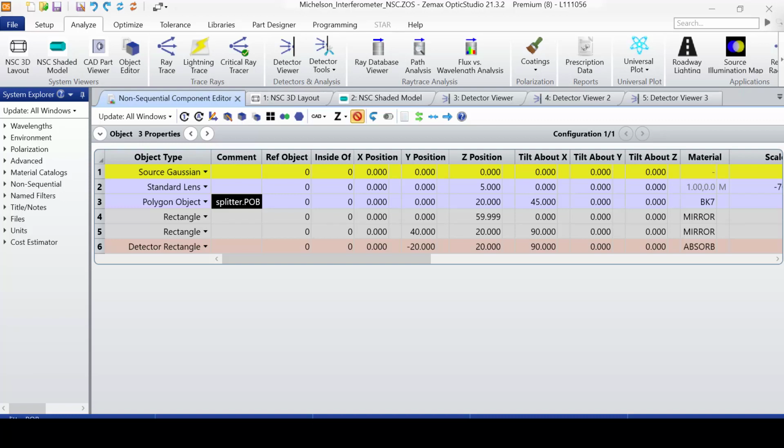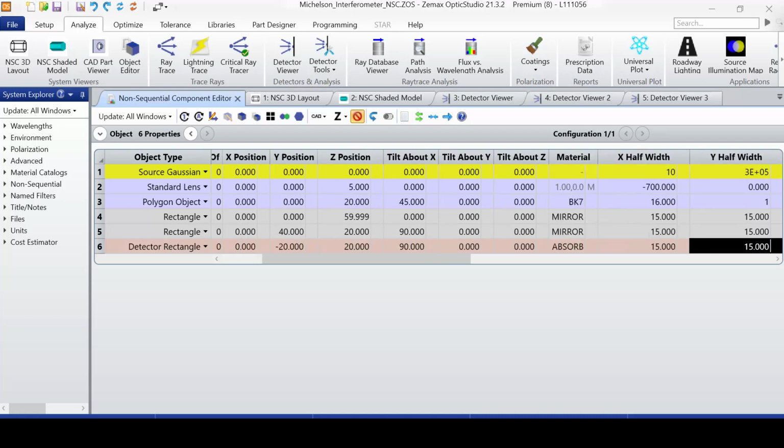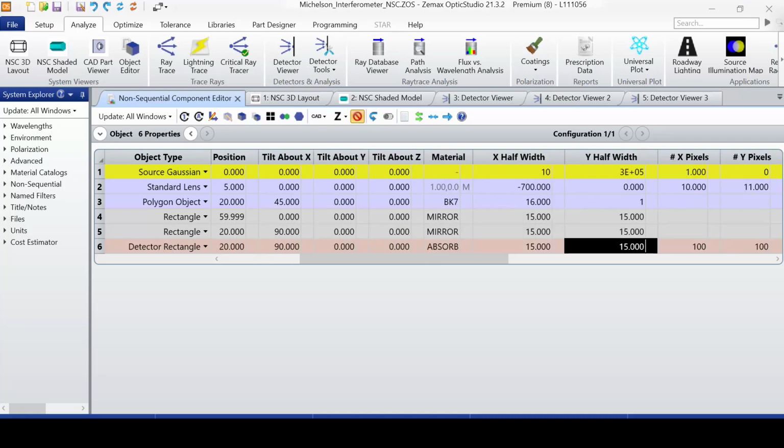The splitter requires using file splitter.plb and giving it a glass BK7. Mirrors are these rectangle objects. And then the detector is just a rectangle detector today. It has a dimension of 15 by 15 millimeters and 100 by 100 pixels. If you use more pixels than that, it can get kind of noisy.